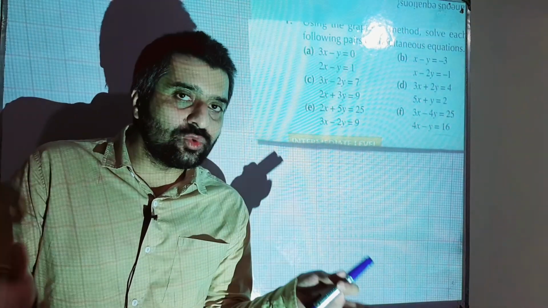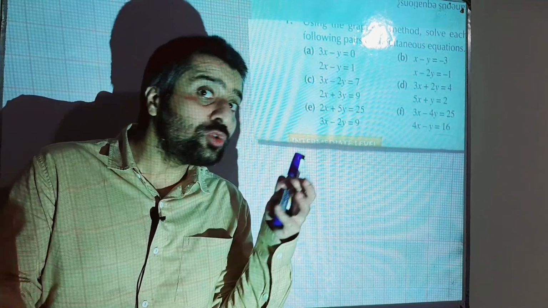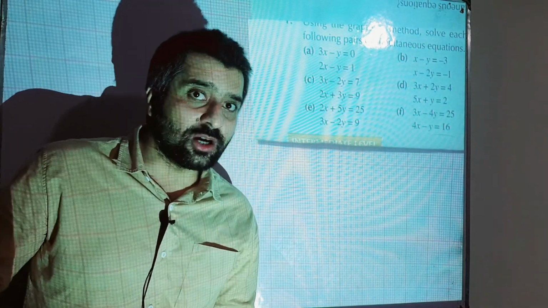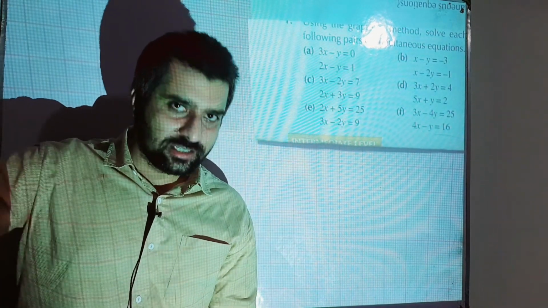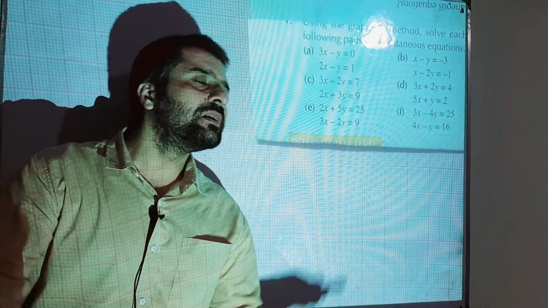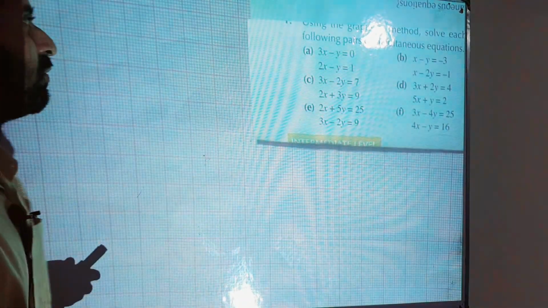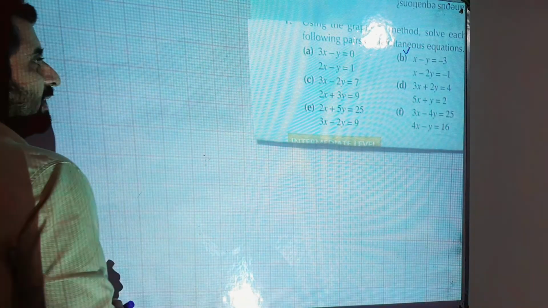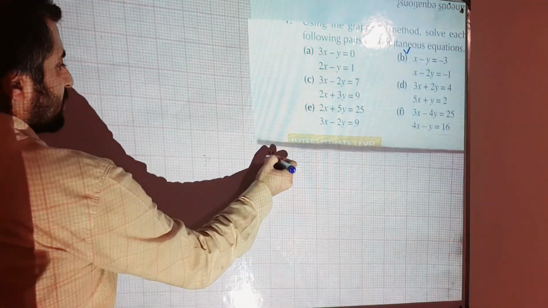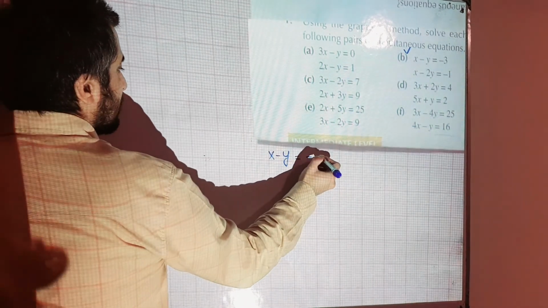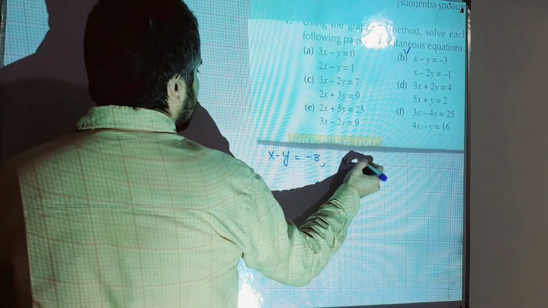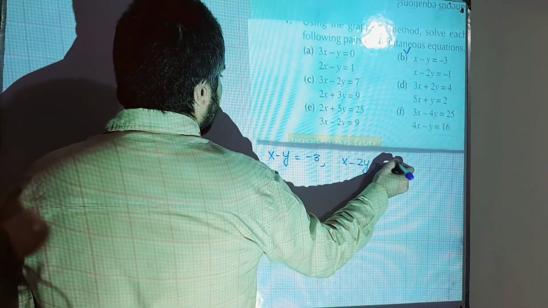So we have two equations whose solution is to be obtained, but how? Using graphical method. This is interesting. Stay with me. Starting from question number 1 part B. This one. We have two equations: x minus y is equal to minus 3 and x minus 2y is equal to minus 1.